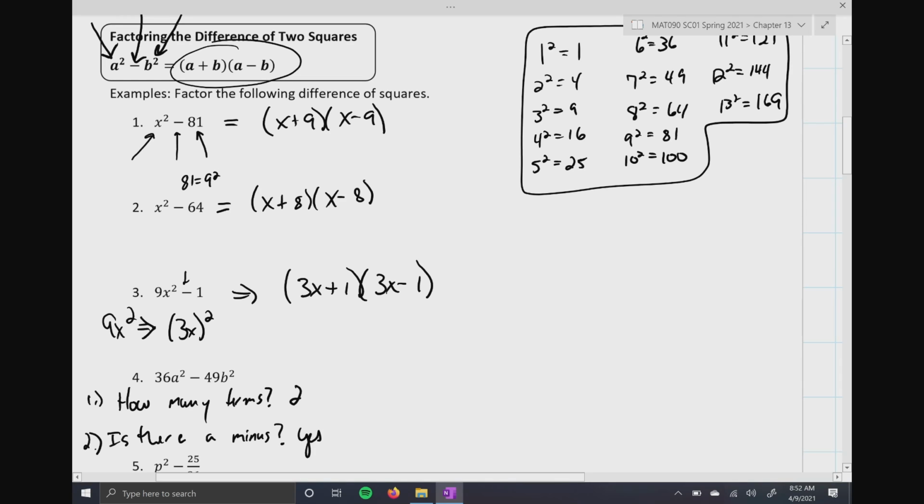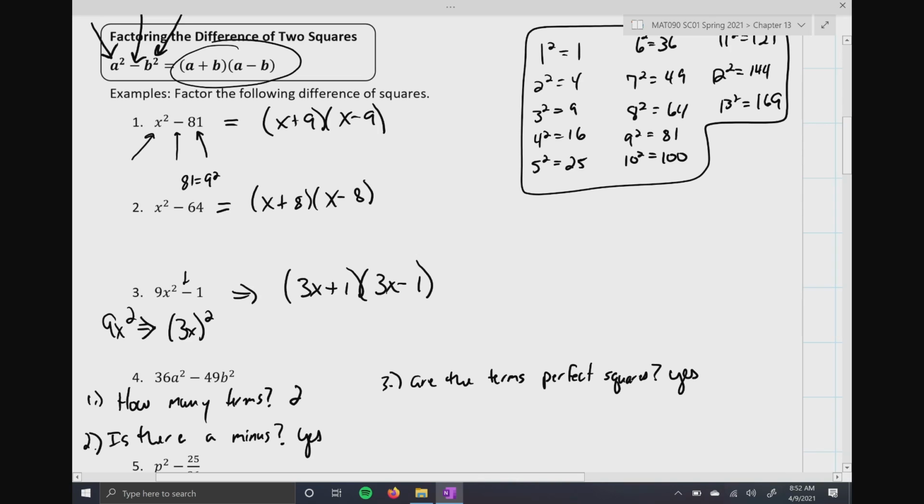Like this is the process that goes off in my head. 1. How many terms? 2. Is there a minus sign? Yes. 3. Are the terms perfect squares? Meaning, are the numbers inside this chart? And a perfect square is a number times itself. 5 times 5, 6 times 6, 7 times 7, 8 times 8. Here, we have 36 and we have 49, and they are on my chart.